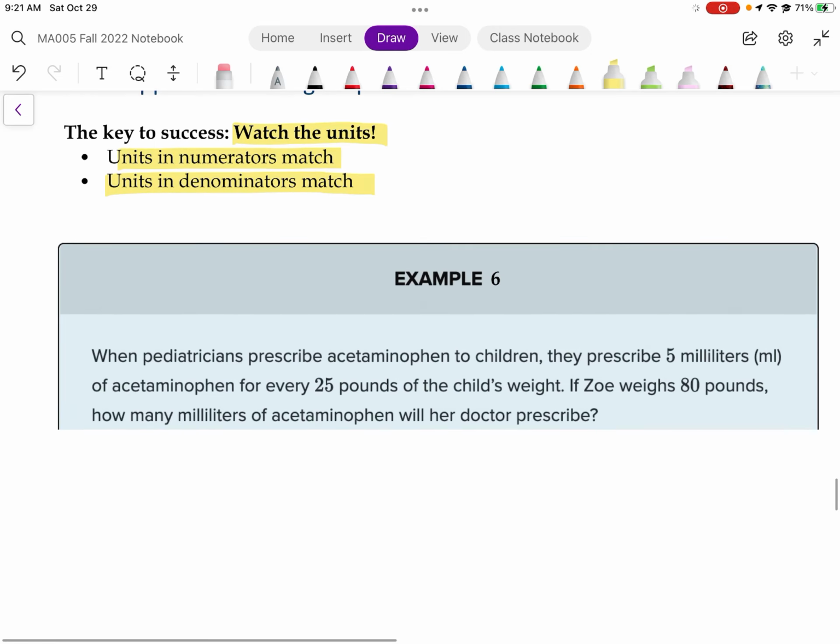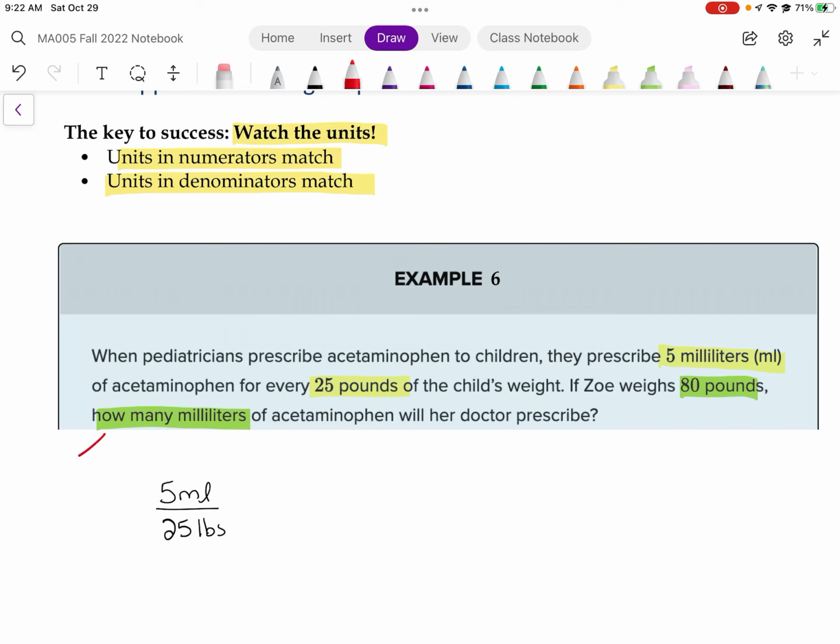All right, so when pediatricians prescribe acetaminophen to children, they prescribe 5 milliliters of acetaminophen for every 25 pounds. Okay, so that is 5 milliliters for every 25 pounds. I'm going to abbreviate pounds. If Zoe weighs 80 pounds, how many milliliters? All right, so how many milliliters?